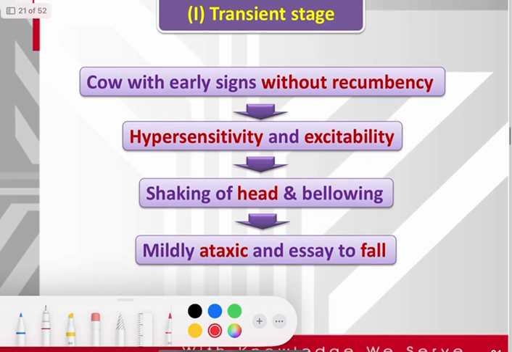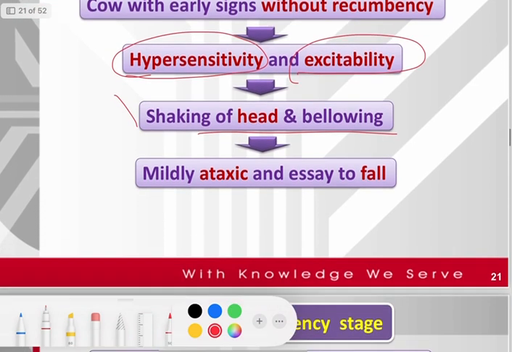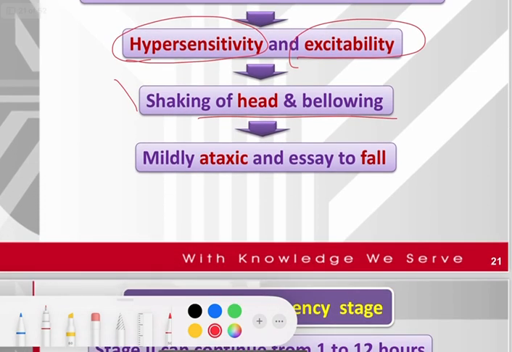So coming on to the transient stage. In this stage, what happens? A cow with early signs without recumbency will show hypersensitivity and excitability due to disruption of the membrane calcium, which further leads to hypersensitivity of the muscles and neurons. So we can see shaking of the head and bellowing. A mildly ataxic cow that falls easily can be seen.